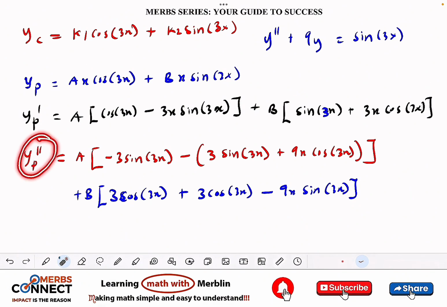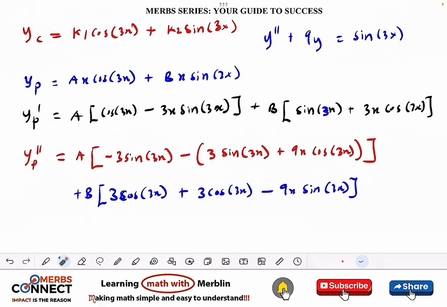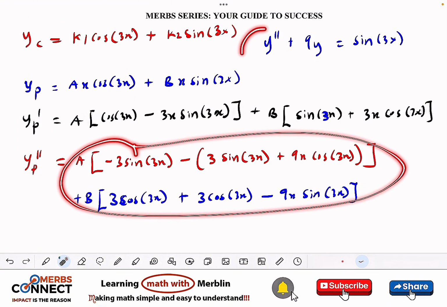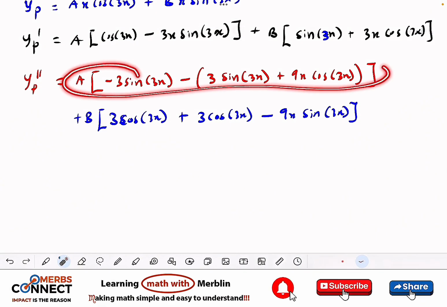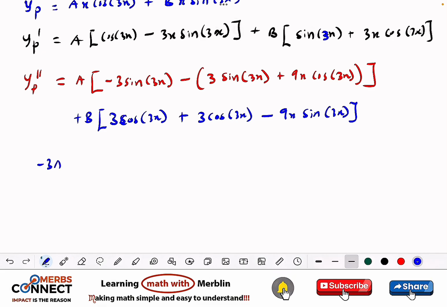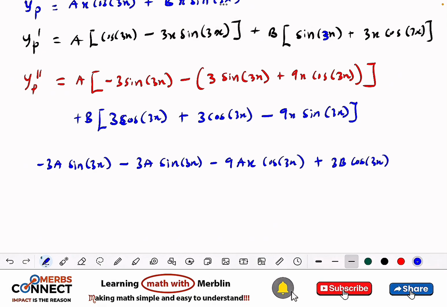So now substitute y prime prime and y inside the original equation, and let's see. Whilst I'm doing the substitution, I'll simplify, right? So simplifying this by multiplying through by a, I'm going to have minus 3a sine 3x. Then I'll multiply a through this by multiplying through by minus 2. So I'm going to have minus 3a sine 3x minus 9ax cos 3x. Then I'm here, multiply through by b, you have 3b cos 3x plus 3b cos another 3x. Could have added this, but okay. Minus 9bx sine 3x. So this is y prime prime.